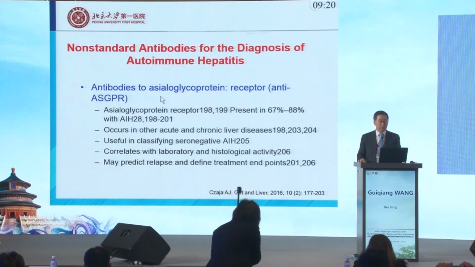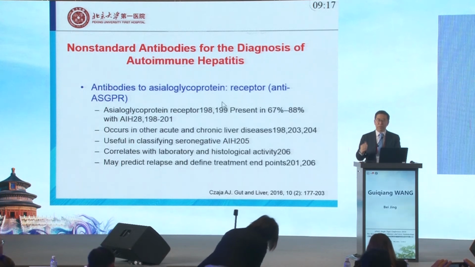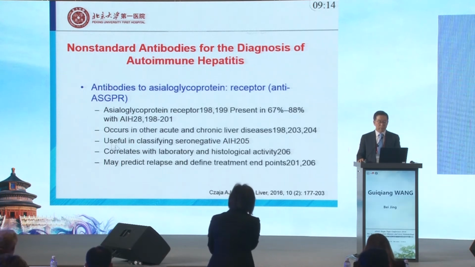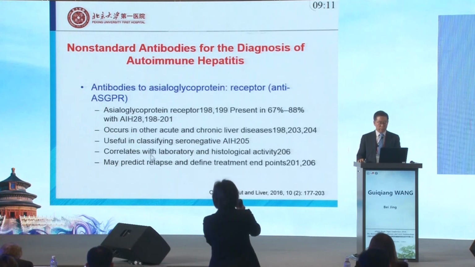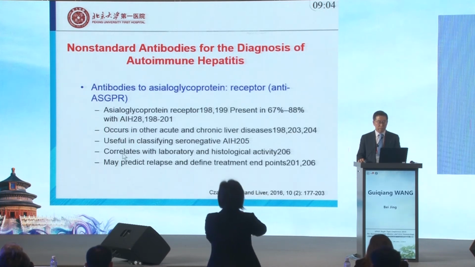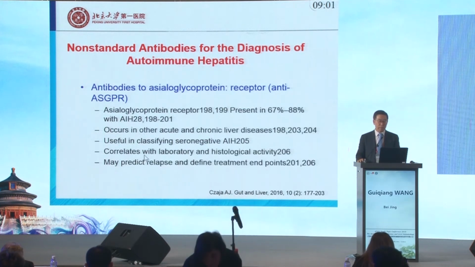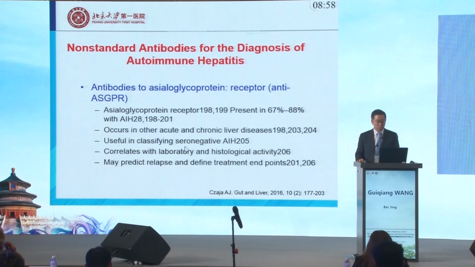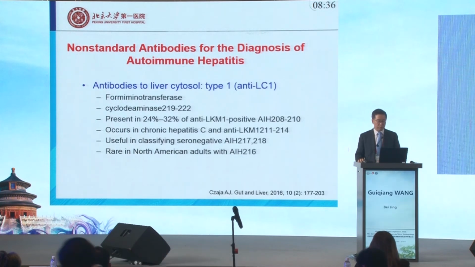The antibody to the HLO glycoprotein we didn't do, so this is from the publications. It occurs in other acute and chronic liver disease, and it is useful as a classification for seronegative AH. This correlates with the laboratory and histology activities. This part we didn't do in China, but from the publications you can see this antibody can be present in 67 to 88% of adult AH.